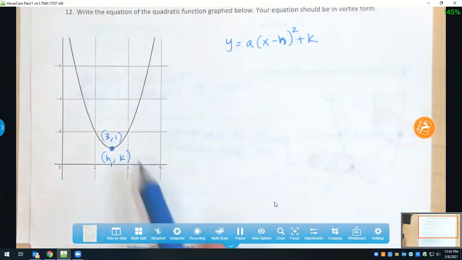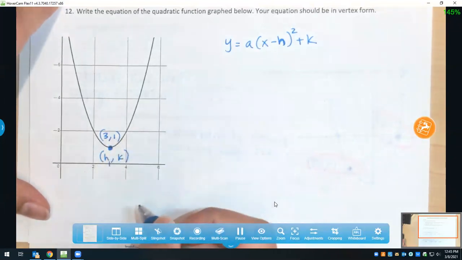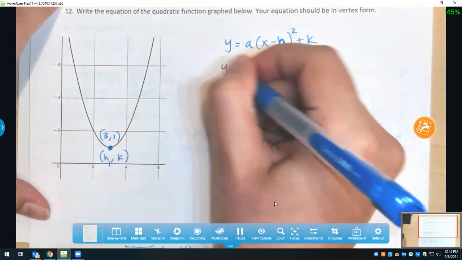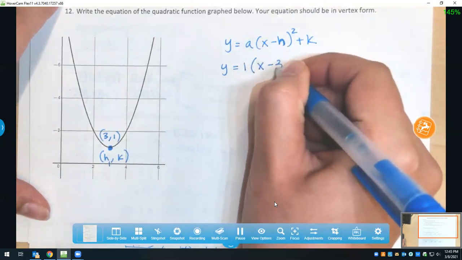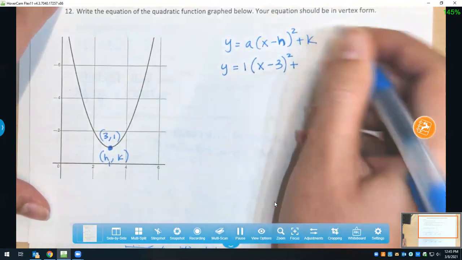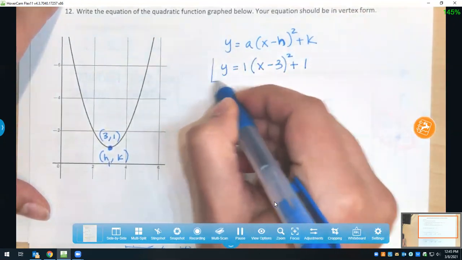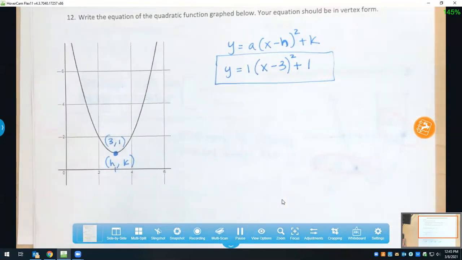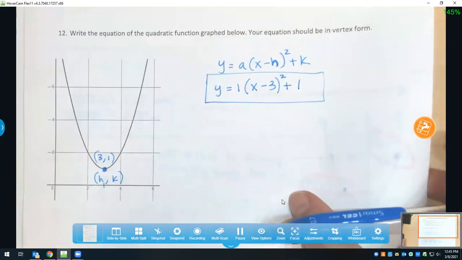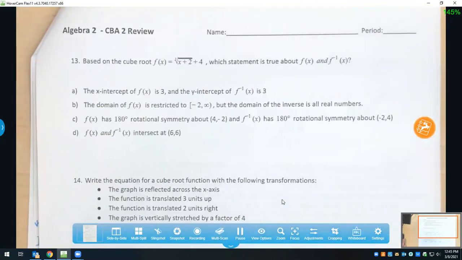Okay. So you're just going to plug in your H and K. And as far as the A value, there's a way we can calculate it, but I'm just going to cheat and say that you don't need it on your test, so we're not going to spend time worrying about calculating it. The only thing you really need to be able to do is identify H and K and plug it in. Why complicate things?